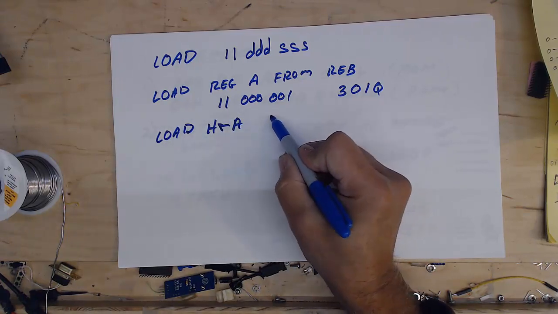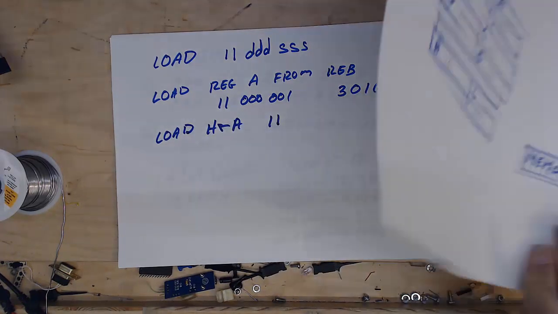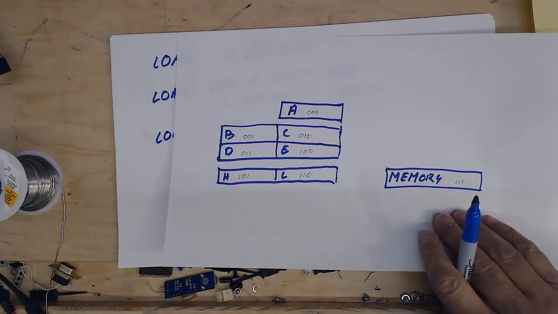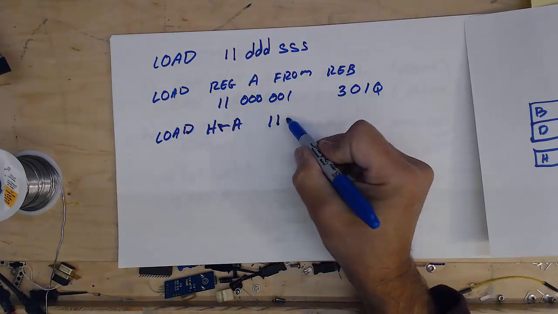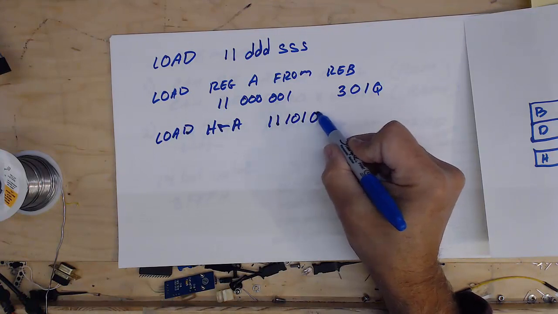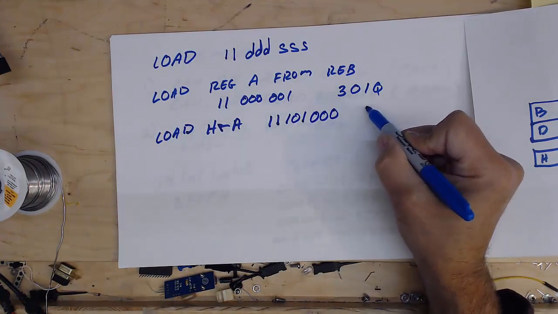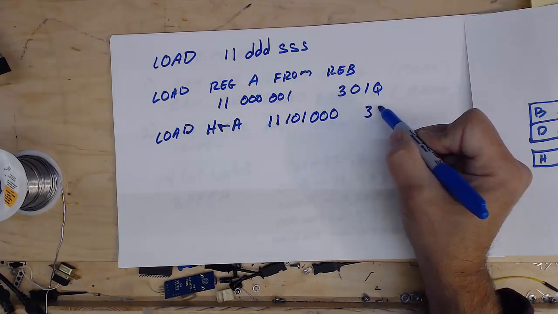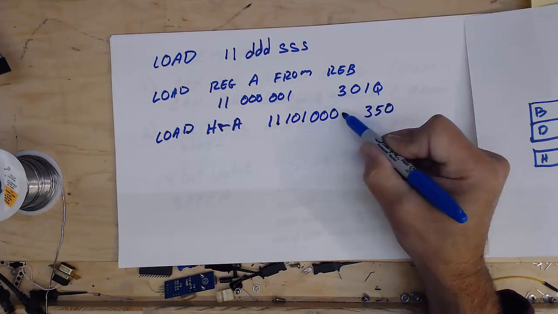So that is going to be the 1, 1 again. H, if we look at this, is 1, 0, 1. And A is 0, 0, 0. Okay, so this is going to be 3, 5, 0.